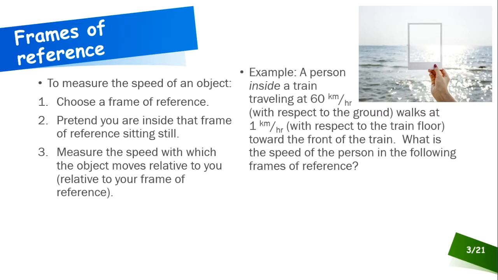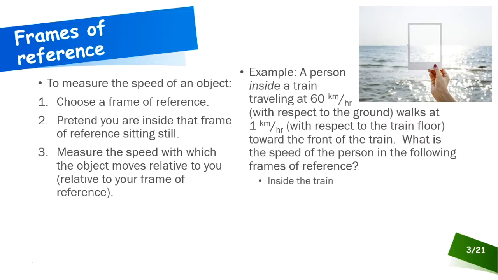So here's an example of how this works. Imagine we have a person who's inside a train. The train is traveling at 60 kilometers per hour with respect to the ground, and this person inside the train is walking with a speed of 1 kilometer per hour with respect to the train floor. The person is walking towards the front of the train. So the direction of motion for the person inside the train is the same as the direction of motion for the train itself. What is the speed of the person in the following frames of reference?